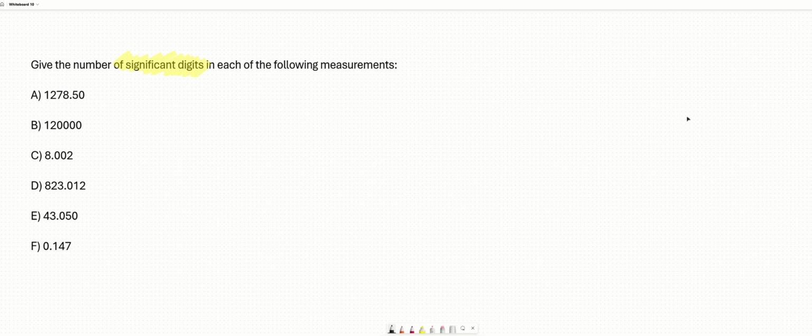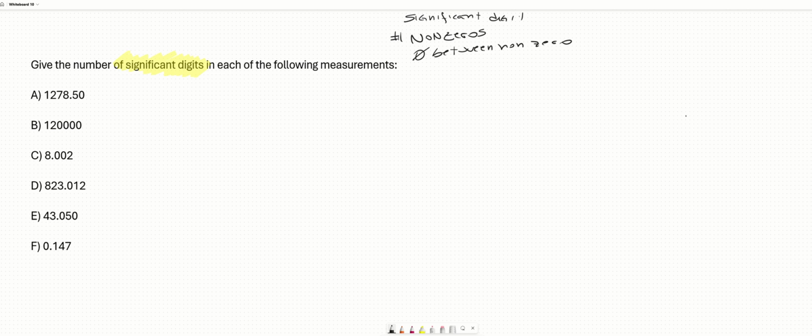So remember, we have several rules to find the number of significant digits. Rule number 1 is all non-zeros are significant. All non-zeros are significant digits. And all zeros between non-zeros are also significant.